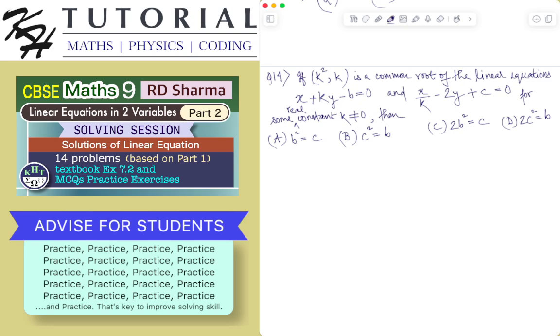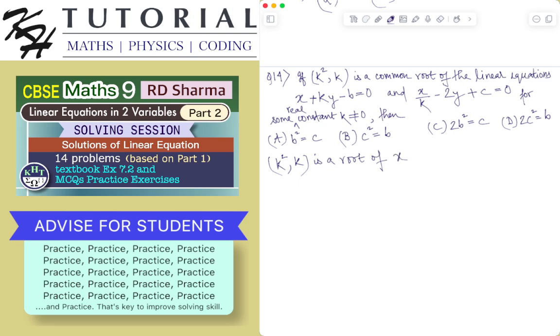Okay, we will use the standard concept that a root always satisfies the given linear equation. So k square comma k is a root of both the two given linear equations.